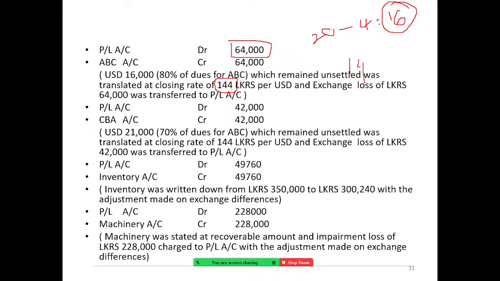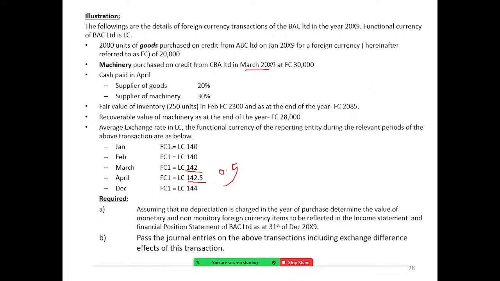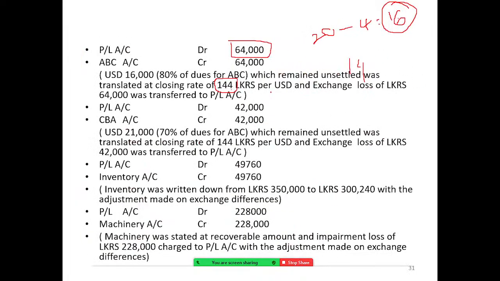Sorry. At the time of purchase, how much exchange rate? Yeah, 140. At the time of purchase, 140. Now exchange rate is 144. The loss is 4 rupees per foreign currency. Then they are paying how much? The payable 16,000. So 16,000 into 4, how much? 64,000 is a loss.